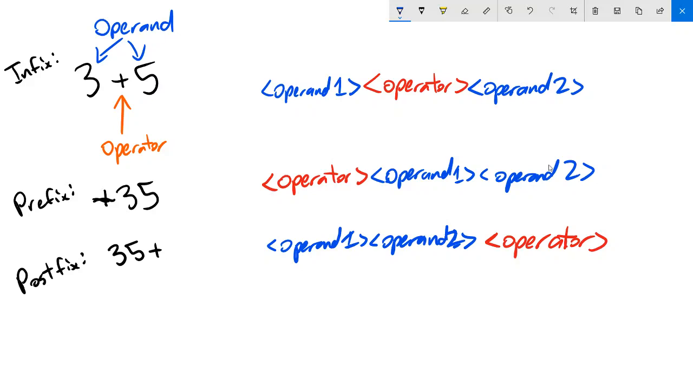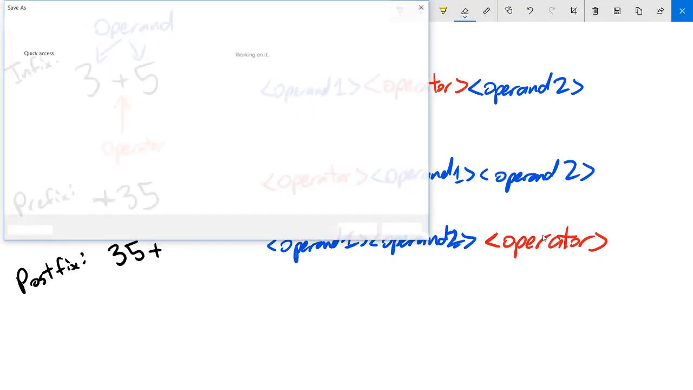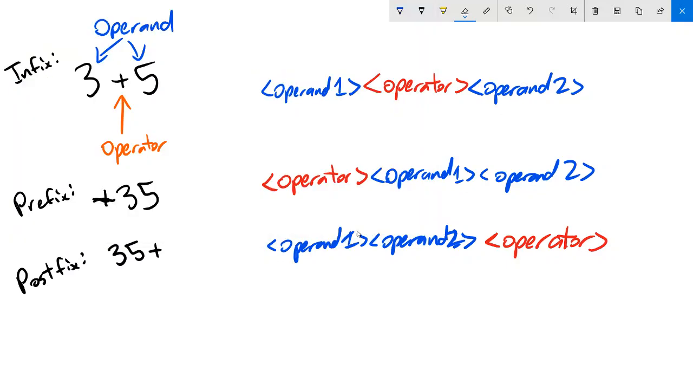Awesome. So we see infix, the operator, is between the two operands. And in prefix, the operator is before the two operands. And in postfix, the operator is after the two operands. Alright, so this is a pretty simple example, but let's go ahead and consider some other cases. So I'm going to save that.